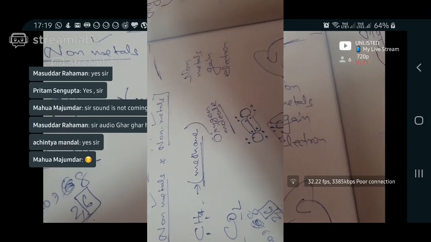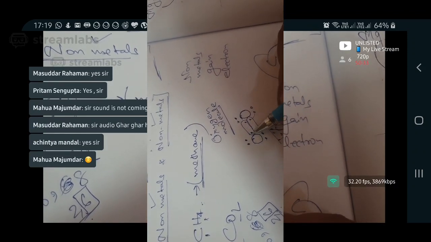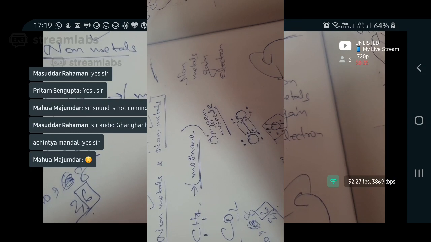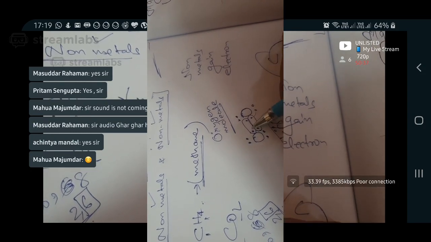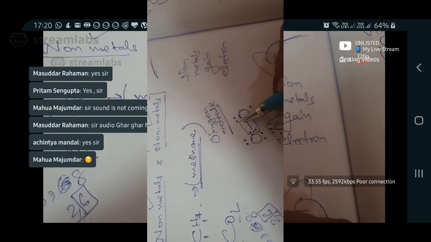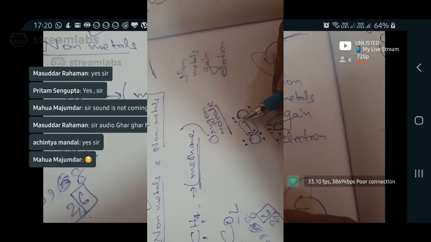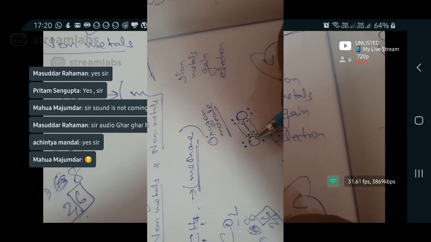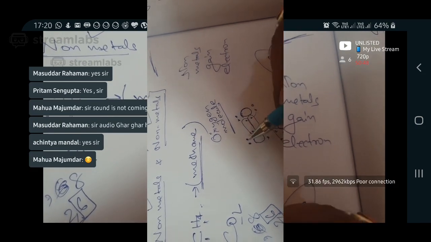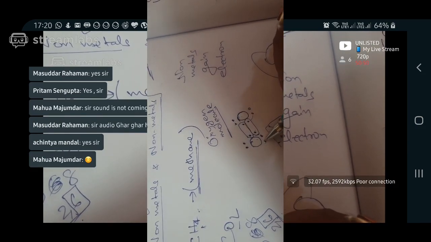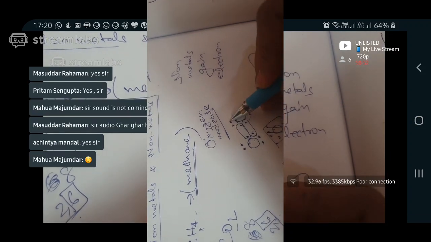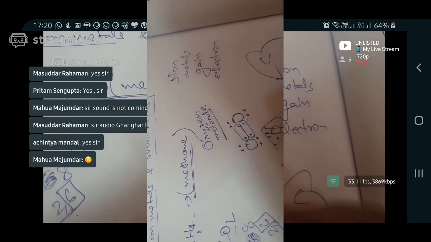Now start counting. These shared electrons are like chocolate syrup in the previous case. This electron belongs to this oxygen, this electron belongs to this oxygen, but this electron also belongs to this oxygen, and this electron also belongs to this oxygen, because they have shared it. However, these electrons belong to this oxygen only.